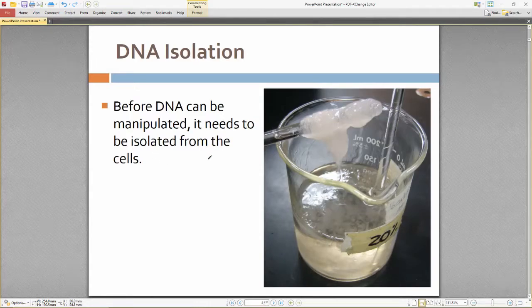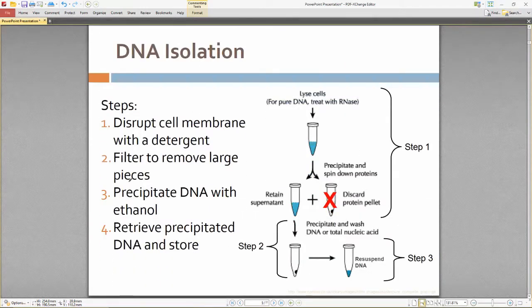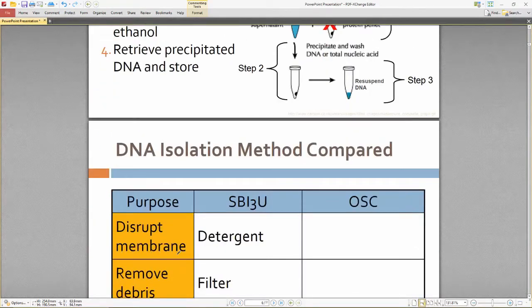So what is the point of isolating DNA? Before you can manipulate DNA, it actually has to be isolated from the cells. There are a couple steps you have to do to isolate DNA. Step one, you have to disrupt the cell membrane with some kind of detergent. Then you filter to remove the larger pieces. Then you can precipitate DNA with ethanol and then retrieve the precipitated DNA.